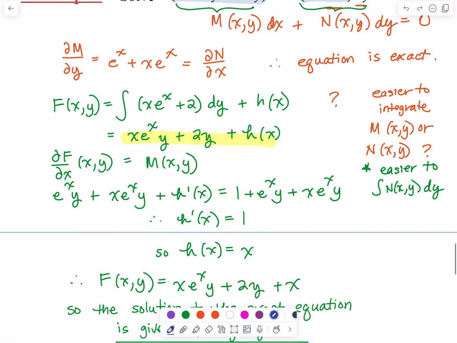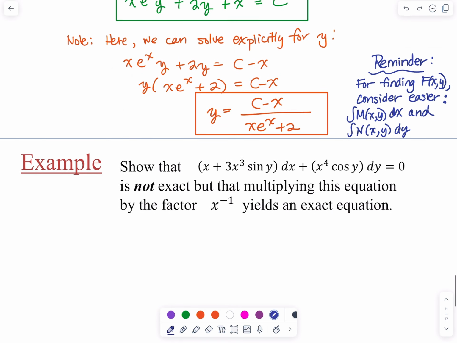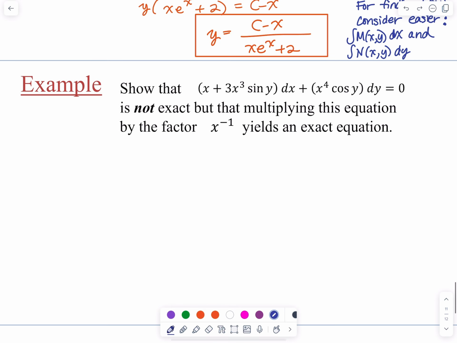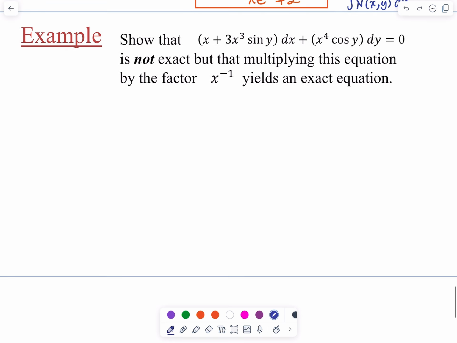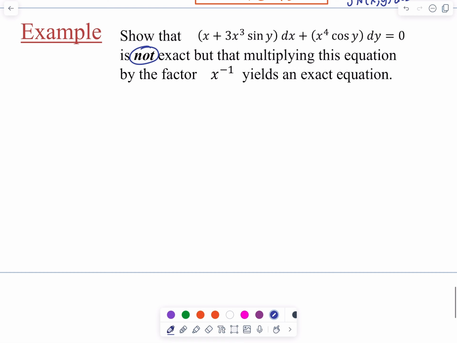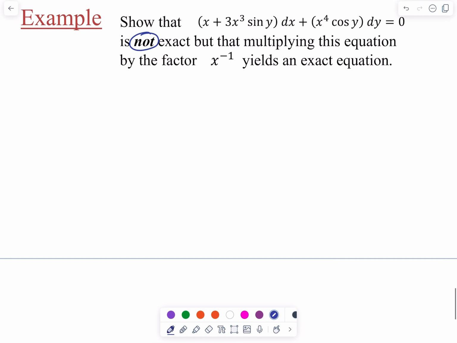Okay. The next example says show that x plus 3x cubed sine of y dx plus x to the fourth cosine y dy equal to 0 is not exact, but that multiplying this equation by the factor x raised to the negative 1 power does yield an exact equation.